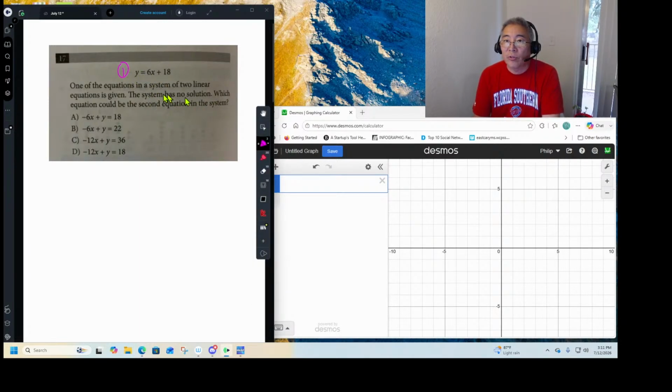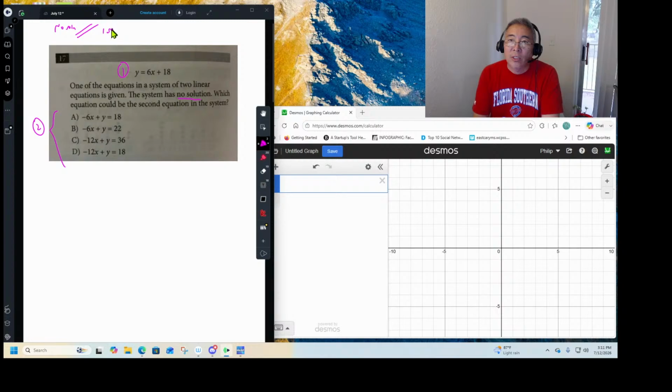The system has no solution. Which equation could be the second equation in the system? So we're supposed to choose from these four, and the other equation is going to be the second equation in the system. What is the characteristic of these two equations? The system has no solution. So remember, no solution means there's no intersection between these two lines. So that means they would have to be two parallel lines, right?